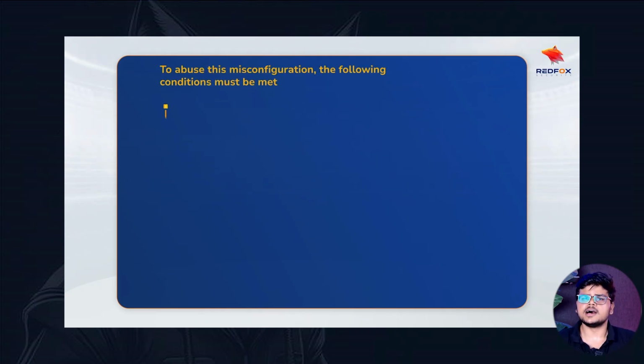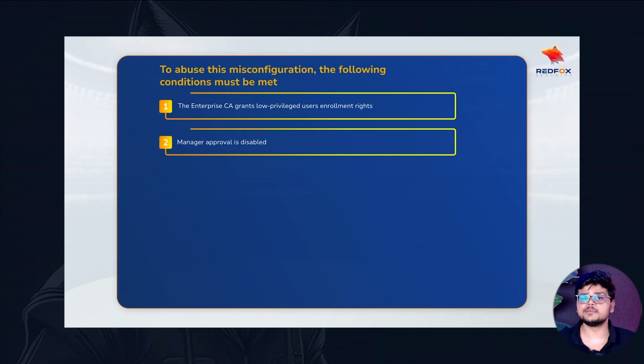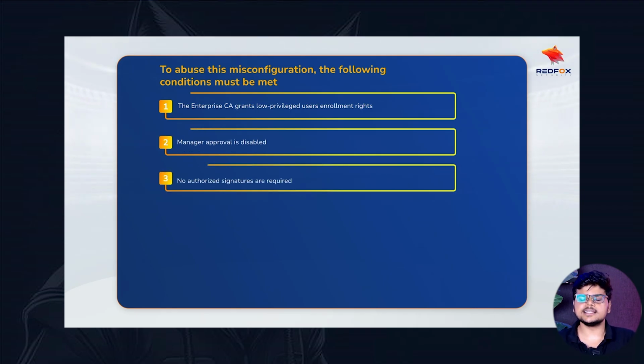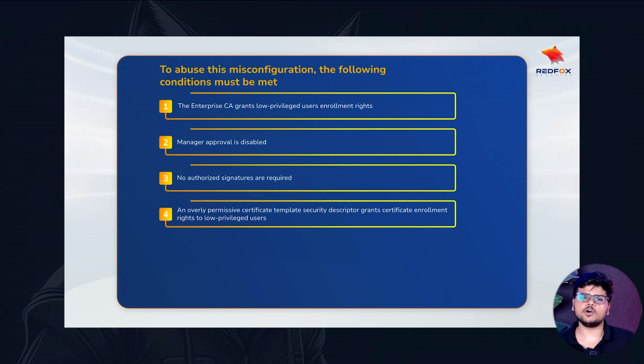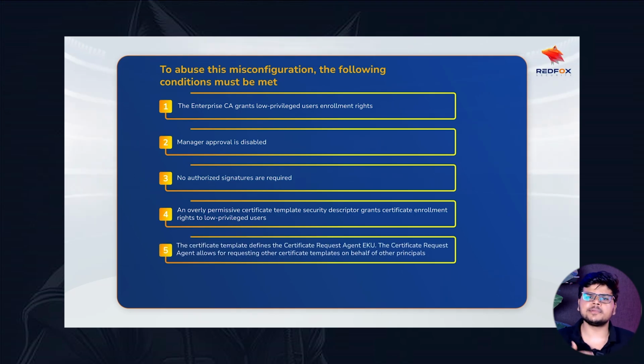The first one, the enterprise CA grants low privilege users enrollment rights. The second one is that manager approval should be disabled. The third condition is that no authorized signatures are required. The fourth condition is that overly permissive certificate template security descriptors grant certificate enrollment rights to low privilege users. And the fifth condition is that the certificate template defines the certificate request agent EKU.